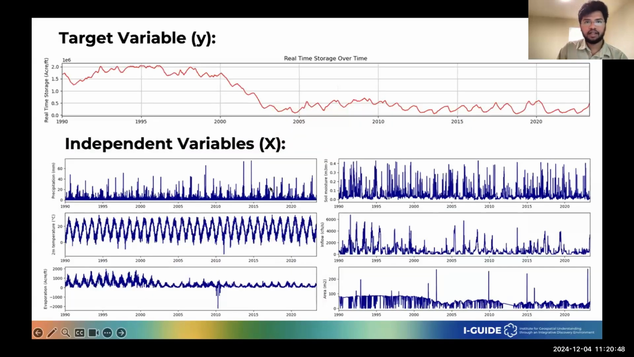So as I said in my previous workflow slide, our target variable was the real-time reservoir storage data. And on the bottom are the independent variables that we used, which are precipitation, soil moisture, temperature, inflow data, evaporation, and area. So these data sets were converted to their representative SI units before using them in the model.